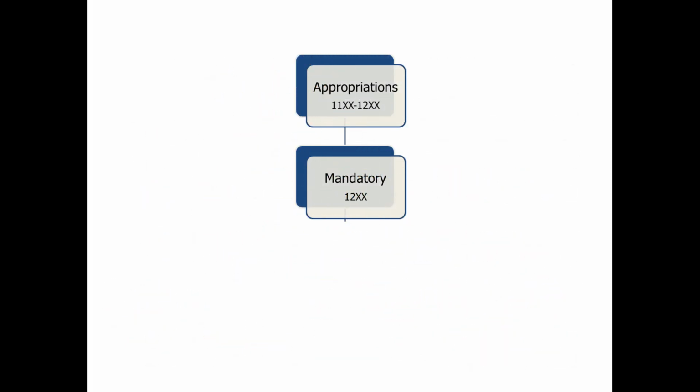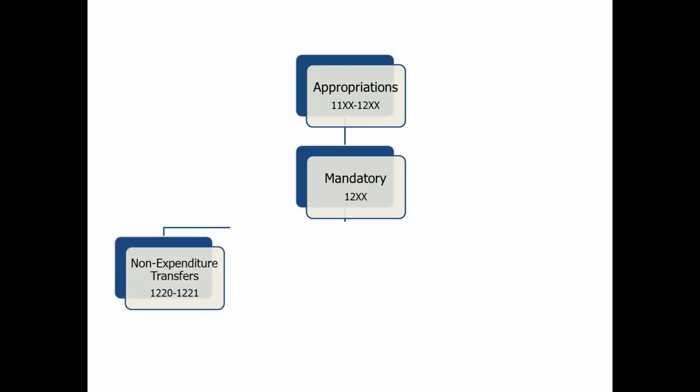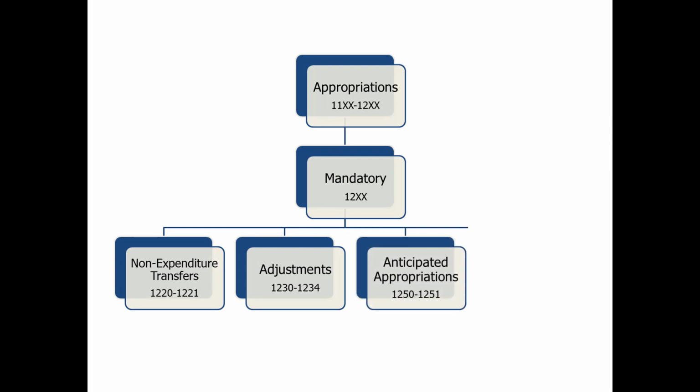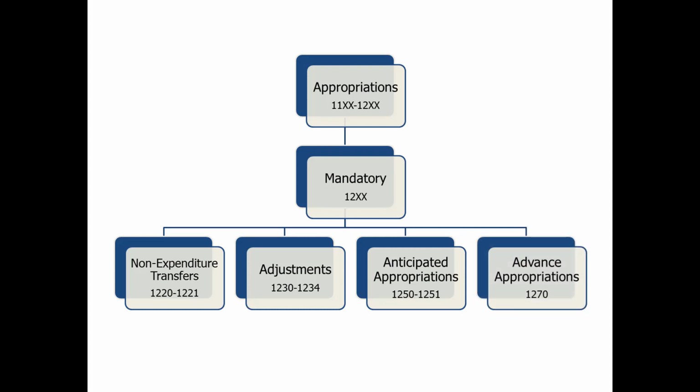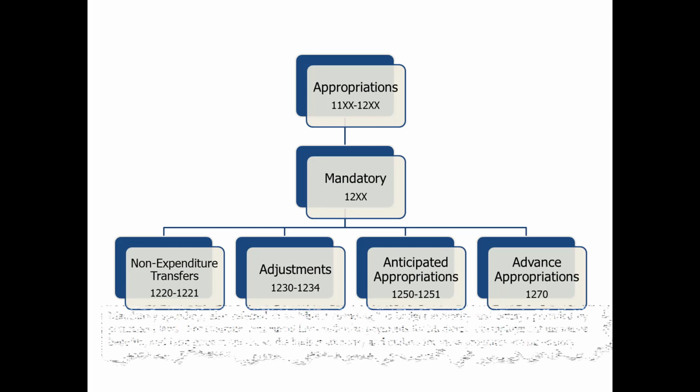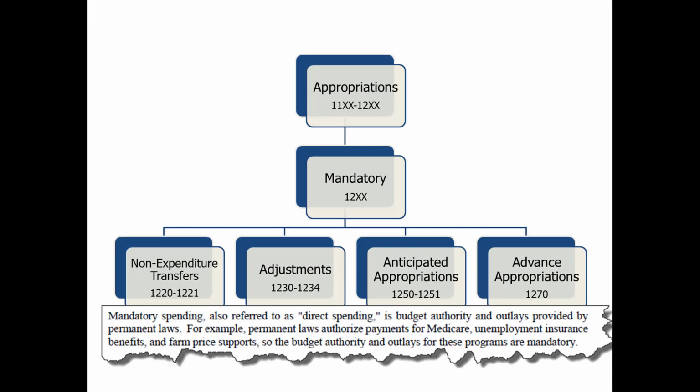Note that we have the same categories in the mandatory lines as we did in the discretionary lines: non-expenditure transfers, adjustments, anticipated appropriations. But there is one additional category: advance appropriations. As stated previously, mandatory appropriations are, generally speaking, provided in permanent law. HHS has some exceptions that are provided in annual appropriations acts, however, like Medicaid, child support enforcement, and foster care, for example.